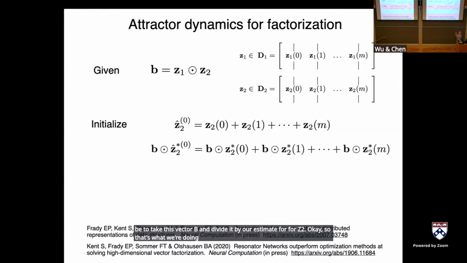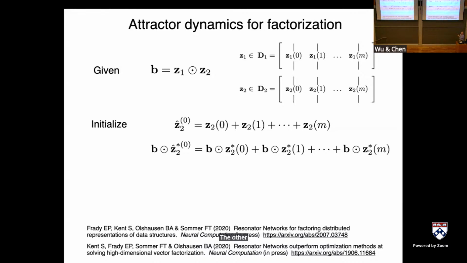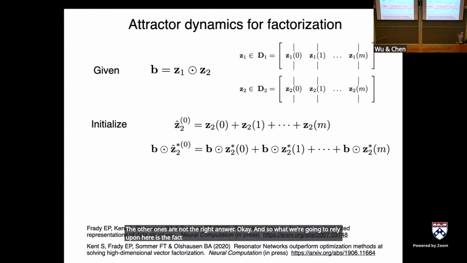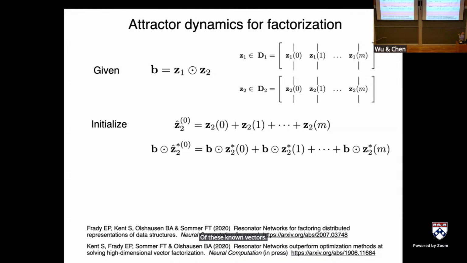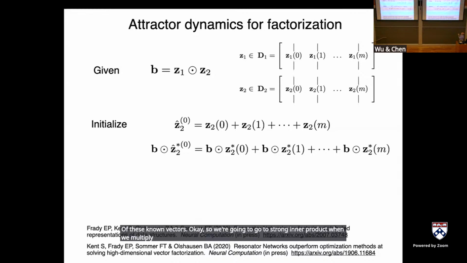Okay, so that's what we're doing here. It's a complex conjugate, and that's how we end up dividing with phasors, right? So what this gives us is a superposition of all the possible estimates of z1. One of the elements of this superposition is the right answer. Okay, the other ones are not the right answer. What we're going to rely upon here is the fact that a lot of the ones that aren't the right answer are going to add destructively. And the one that is the right answer is going to match one of the elements of our code book of these known vectors. So we're going to get a strong inner product when we multiply this estimate by this matrix D1, for the one that is the right answer, and the other ones are going to combine destructively.